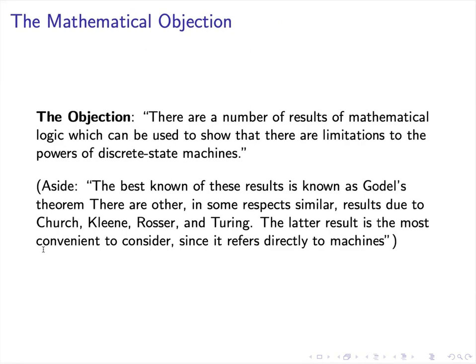The mathematical objection. So there are a number of results of mathematical logic which can be used to show that there are limitations to the powers of discrete state machines. We've just seen one of these results, right? So I've told you that it is possible to find some problems that cannot be solved by a Turing machine. And during the years, people have argued that human minds in some way can solve these problems, which I've always found a weird statement and a confusing one.